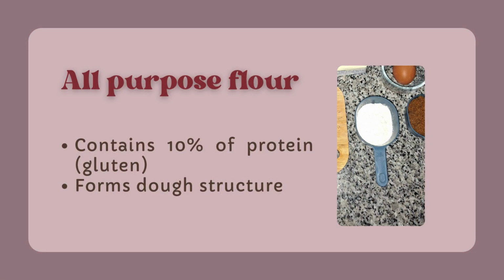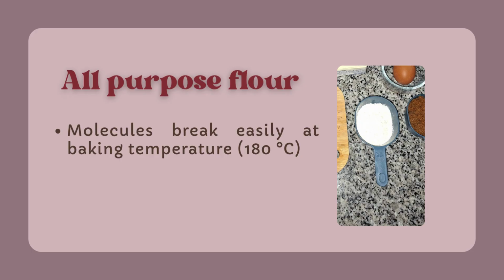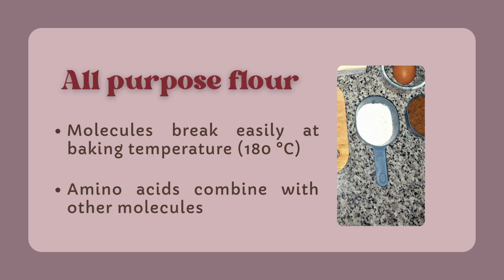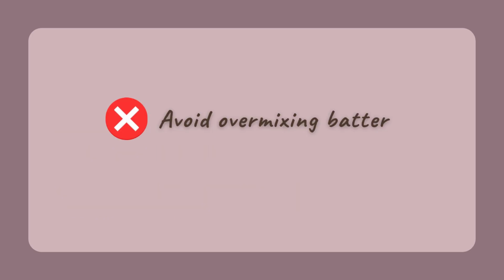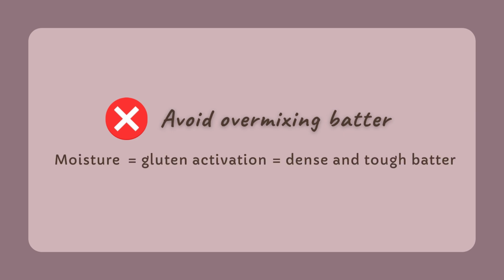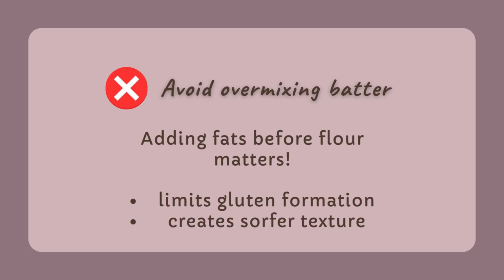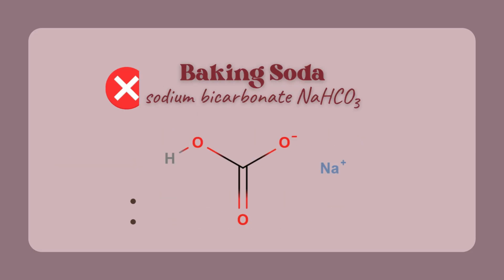We add all-purpose flour. It contains a protein, gluten, which creates the structure of the dough. The bonds in this molecule can be broken easily at baking temperatures, allowing the amino acids to move around and combine with other molecules, like sugars. Try to avoid overmixing the batter. The more moisture from wet ingredients it gets, the more gluten is activated, making the cookies dense and tough. That's why adding fats before flour matters.